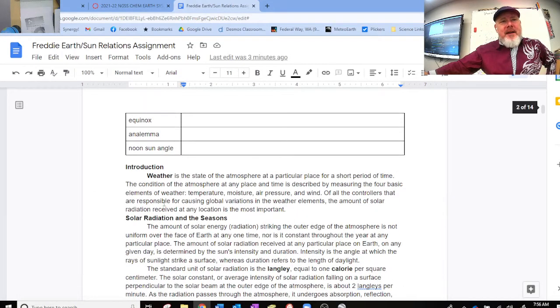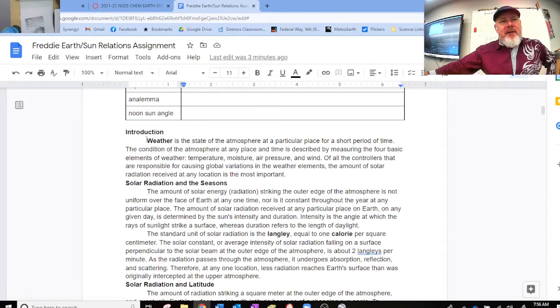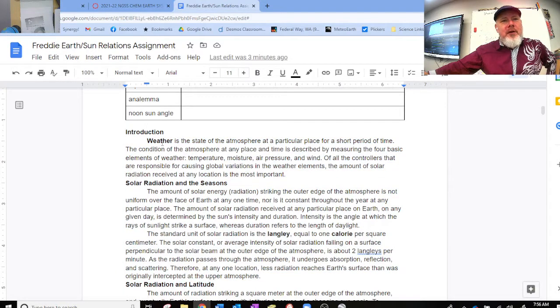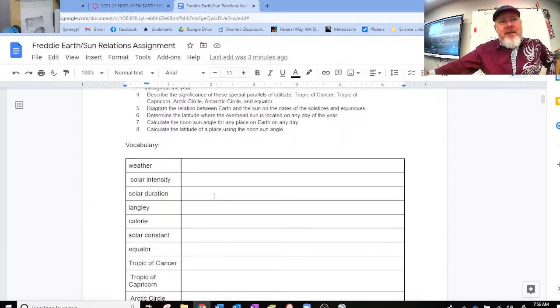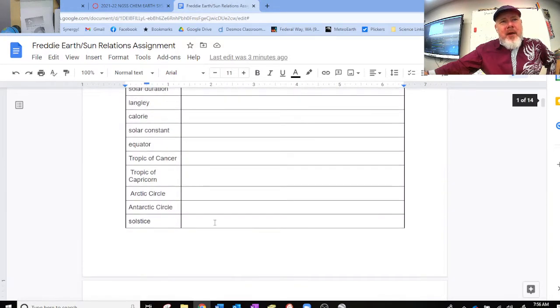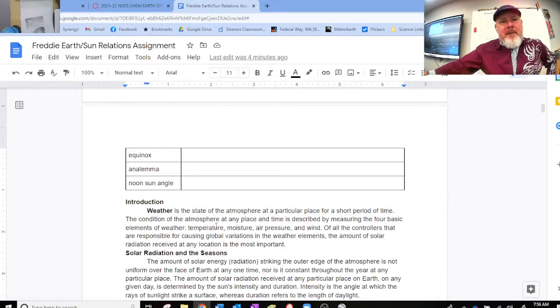If I scroll down here, you can see within the stuff that you're supposed to read, these are the sections right here where it says introduction. You need to be reading these. And notice words like weather, Langley, calorie are in bold. Most of these words are given to you in bold, so you can go through and read what they are.